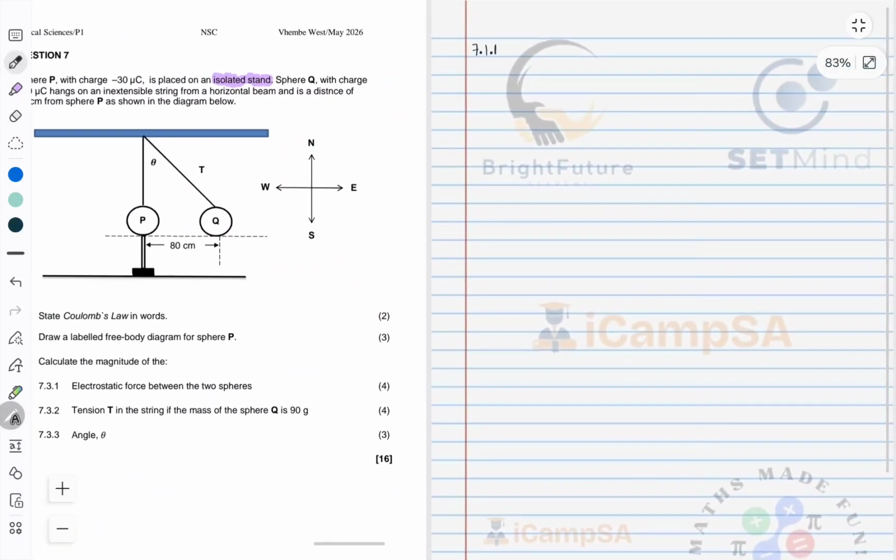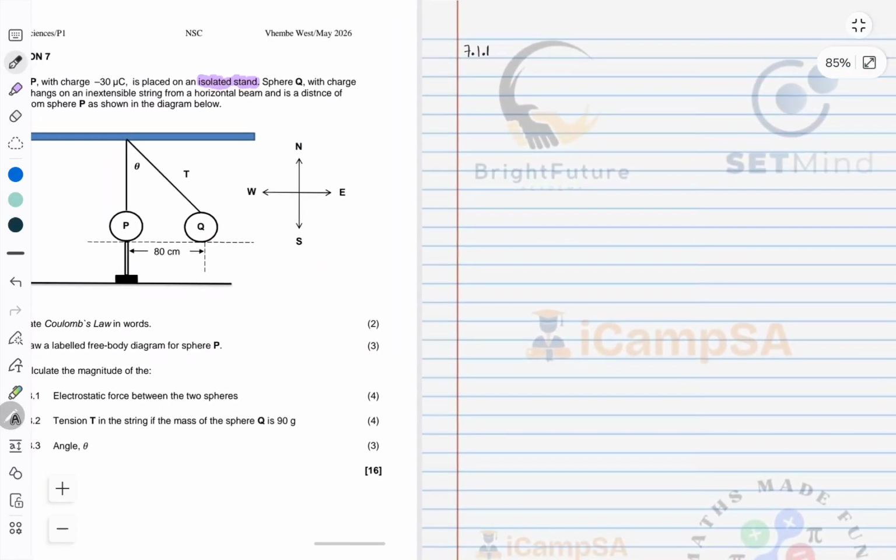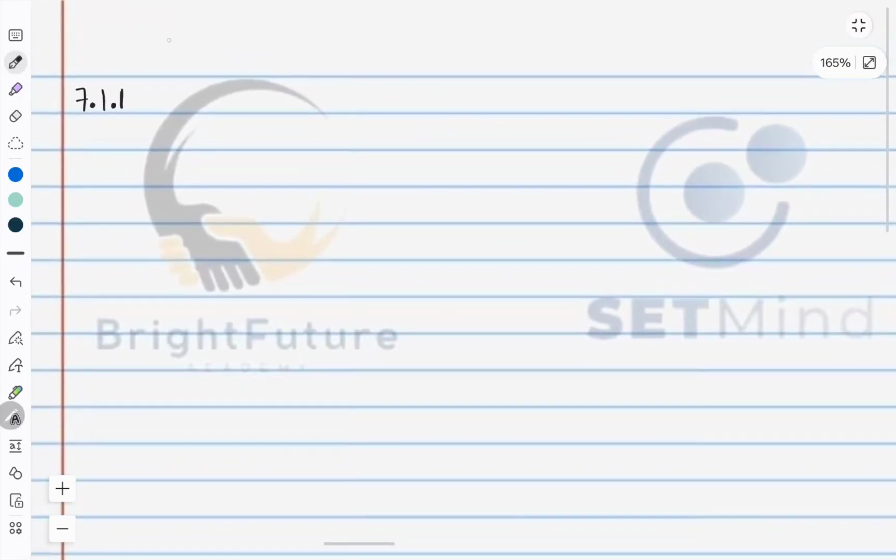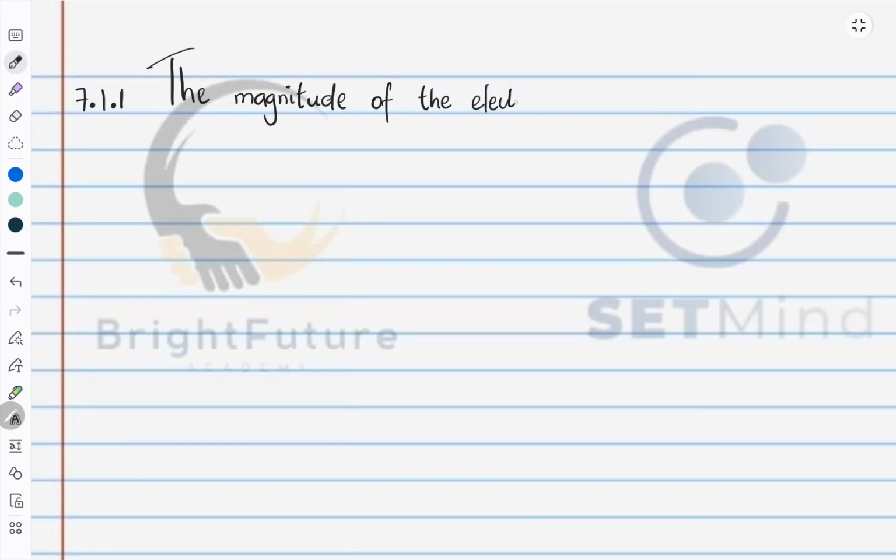All right, so that's what Coulomb's law says. Let's write it. It says the magnitude of the electrostatic force. Coulomb's law is typically for point charges. So even in the definition, you'll find that you're talking about point charges.